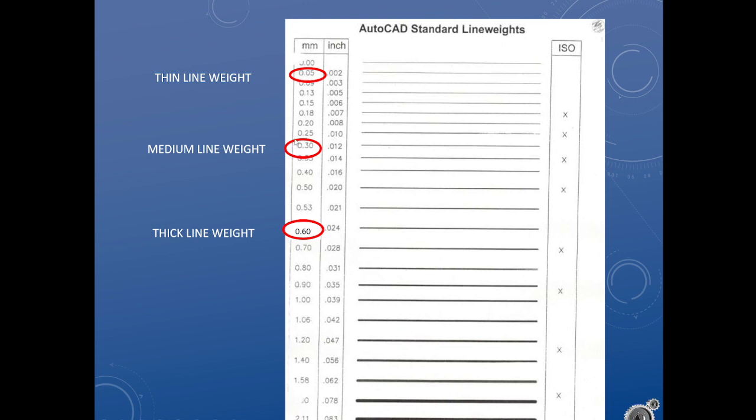So our medium line weight is at about 0.3. Our thicks are about 0.6 millimeters. Our thins are quite thin, 0.05. So if you went and bought art pens, that's how thick those art pens would be, with your inch equivalents. Very thick, probably around 1.